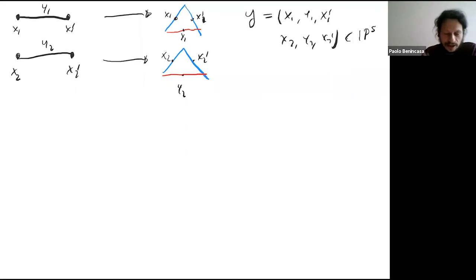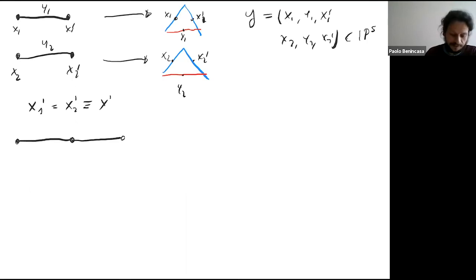Now, we get to the convenience of using this reduced graph. I can take these two graphs and merge them, for example, at a vertex, identifying x1 prime with x2 prime. Let me call this just x prime. If I do this, I obtain this graph.